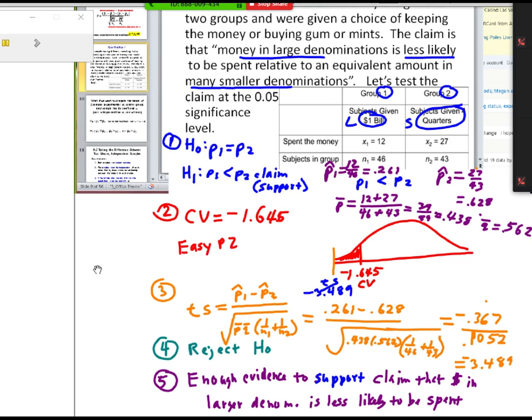And then I need to find my test stat. So it's going to be p-hat 1 minus p-hat 2 over square root of p-bar q-bar times 1 over n1 plus 1 over n2. So 0.261 minus 0.628, negative 0.367. That's my numerator. On the bottom, I've got square root of 0.438 times 0.562 times 1 over 46 plus 1 over 43. On your calculator, you're going to work from the inside out to do this. This is my inside, and of that inside, this is even more inside. So I'm going to start right inside with the parentheses 1 over 46 plus 1 over 43. We'll do that one first.